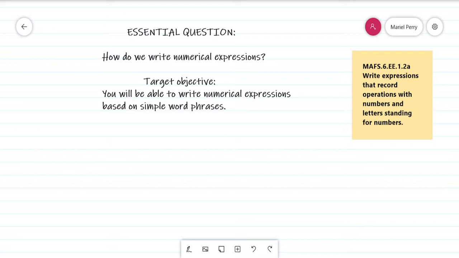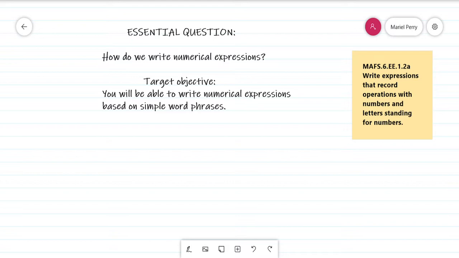All right. Hello, hello, hello, everyone. We are now jumping into this very special lesson. Our central question for today is, how do we write numerical expressions? This question is based on a standard that's given to us: writing expressions that record operations with numbers and letters standing for numbers. But our specific target goal for today is that you will be able to write numerical expressions based on simple word phrases.